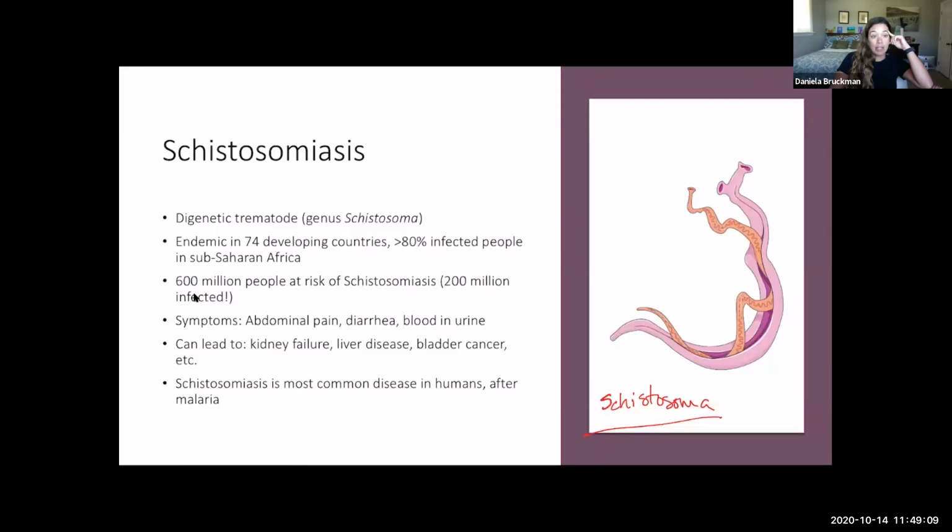So when somebody gets infected with schistosomiasis, there are symptoms such as abdominal pain, diarrhea, blood in the urine, and this is an illness that takes quite a long time to progress and develop. And so if it's not treated early, it can lead to things like kidney failure, liver disease, bladder cancer, and other conditions. And again, if we look at these numbers, this is a very common disease.